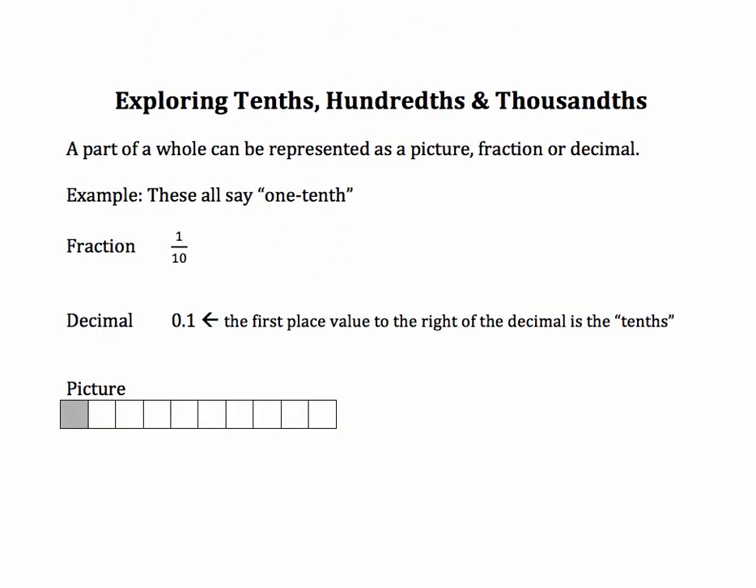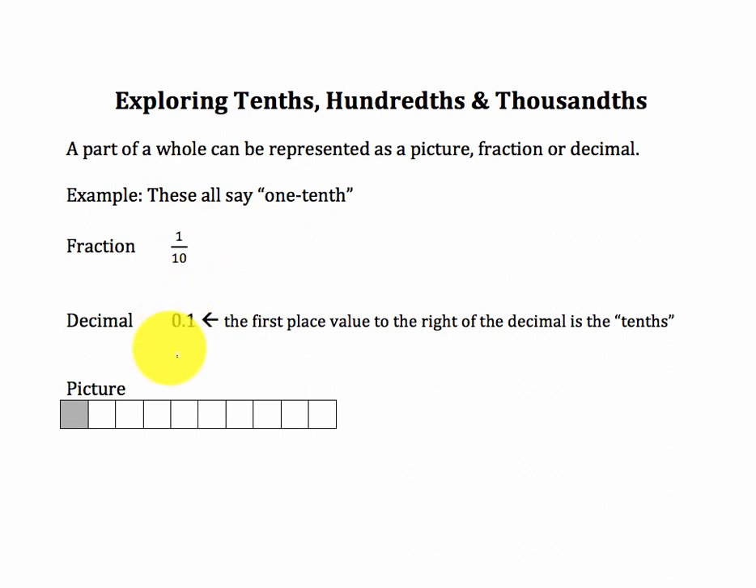Okay, so this is just a really quick review of what tenths and hundredths and thousandths are. So remember that 1/10 can be represented many different ways, either by a fraction, decimal, or picture. So as a fraction, 1/10 is 1 over 10. That's 1 out of 10 parts.